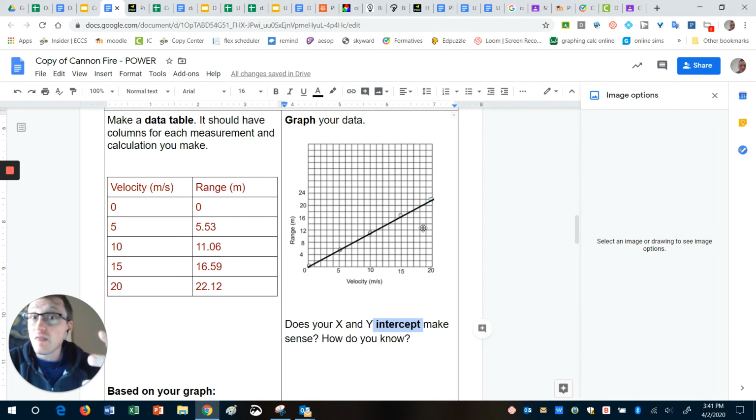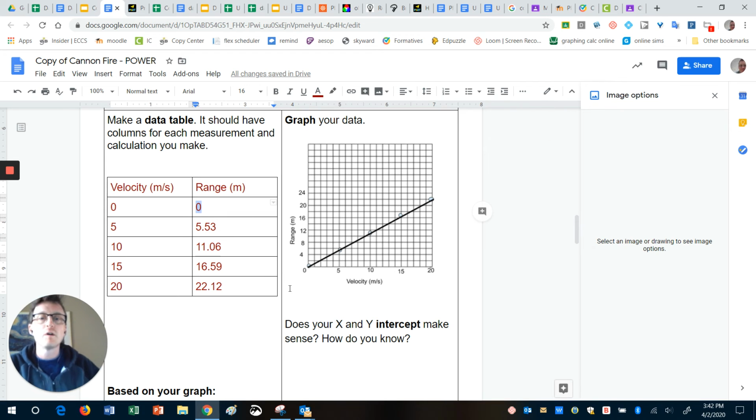On this graph, it only hits the x at one spot, 0. It only hits the y at one spot, 0. So this question is saying, does it make sense on my graph for the x and the y-intercept to be at 0, 0? How do you know? Well, think about what we did in the experiment. When is x 0? Well, that's when the velocity is 0. Why does that give a range of 0? That's what I want you to kind of answer.